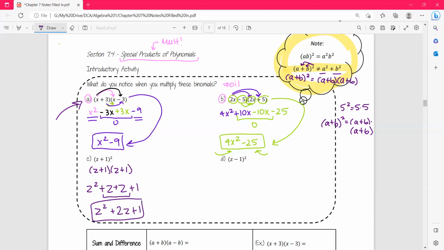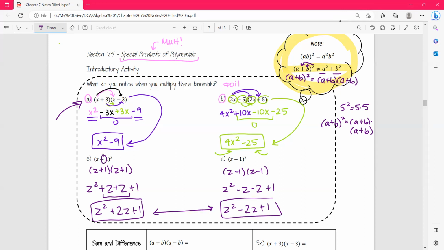Same thing for D, z minus 1 squared. I'm going to rewrite that right away. And then I'm going to FOIL or distribute. Z times z is z squared. Z times -1 is negative z. -1 times z is negative z. -1 times -1 is a positive 1. Combine like terms here. And look at these two answers. They are very similar.